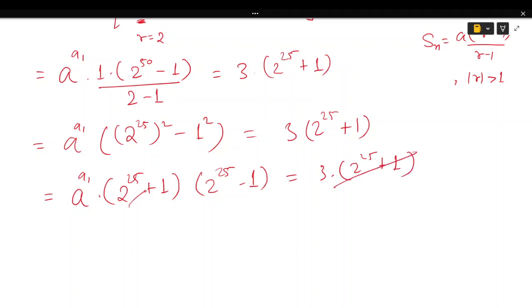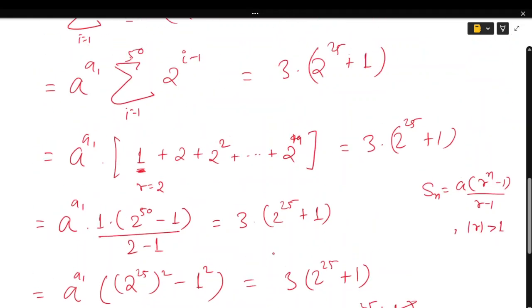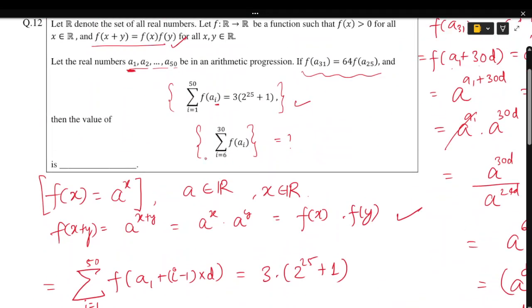Now one can observe that on both sides, 2 to the power 25 plus 1 gets cancelled out. So one can simply obtain the value of a to the power a1, that is 3 over 2 to the power 25 minus 1. This is our second success. Now our final success is given by this value.